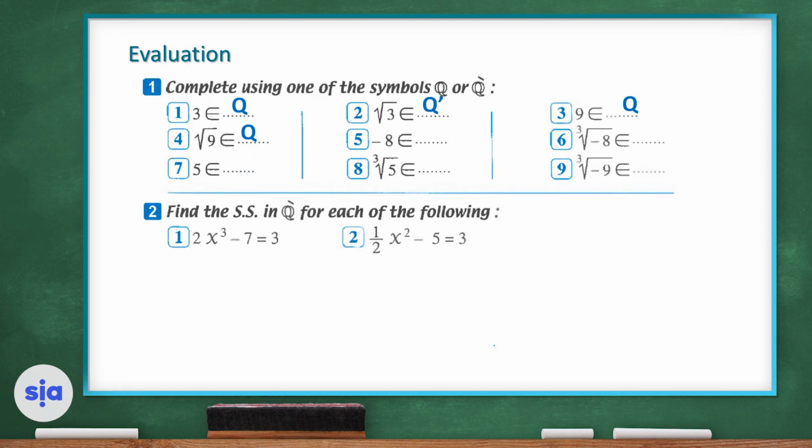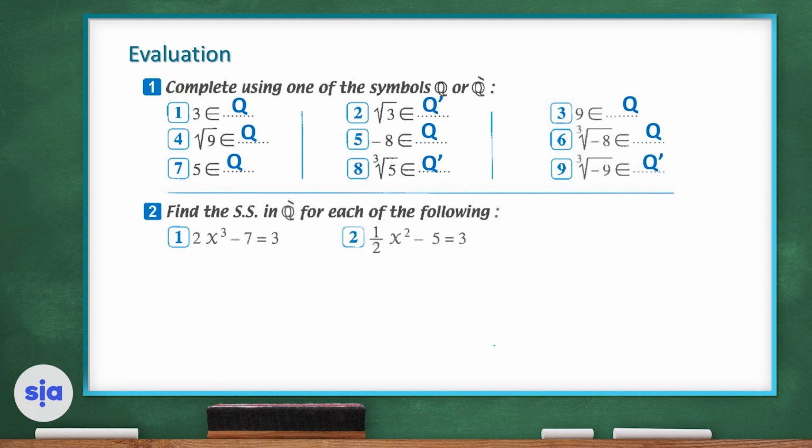Negative 8 belongs to rational numbers. Cubic root of negative 8 belongs to rational numbers. 5 belongs to rational numbers. Cubic root of 5 belongs to irrational numbers. Cubic root of negative 9 belongs to irrational numbers.